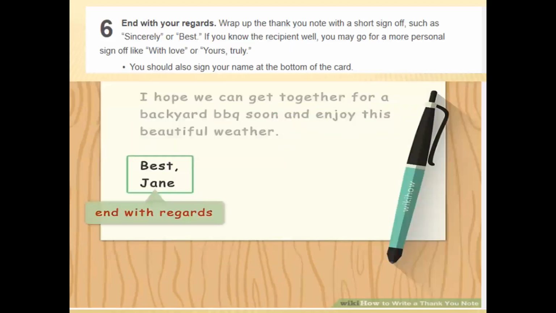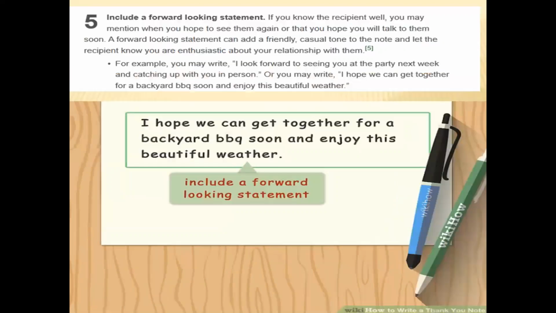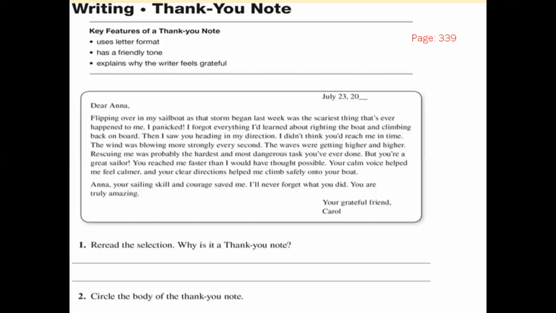The last step we will do here is sign our name. And with your regards, wrap up the thank you note with a short sign-off, such as "Sincerely" or "Best," for example, then sign your name. If you know the recipient well, you may go for a more personal sign-off like "With love" or "Yours truly." This is if the recipient is your best friend or someone you really know. You should also sign your name at the bottom of the card. Is that clear, class? So these are the steps that we will do when we are writing a thank you letter.